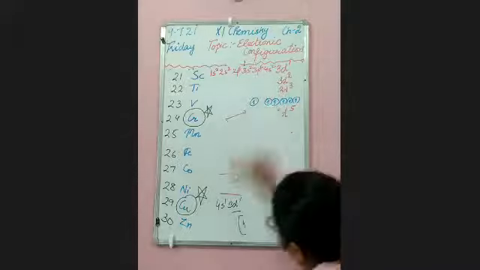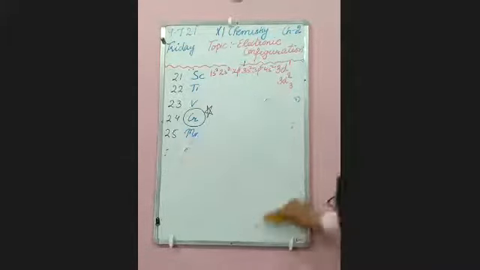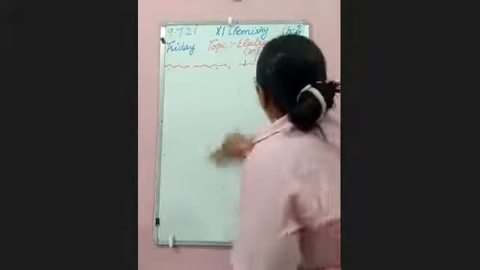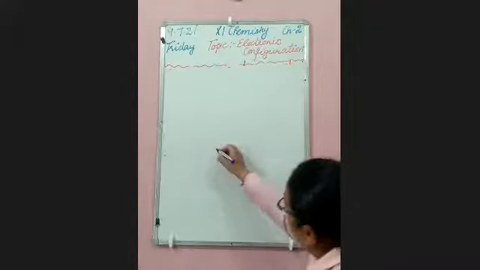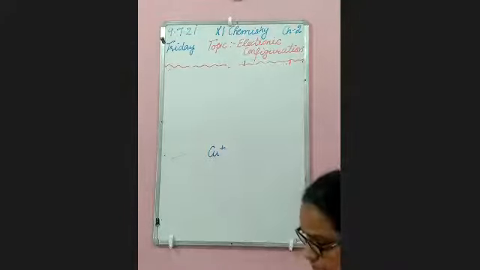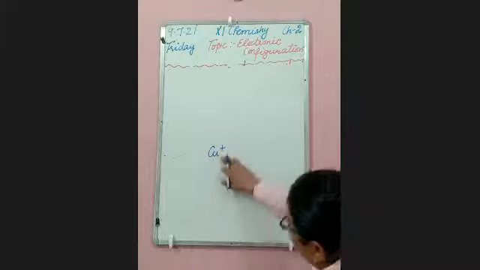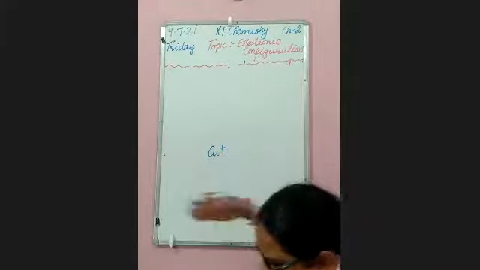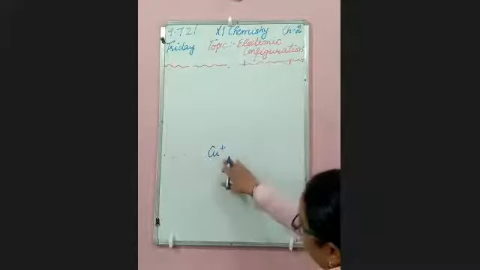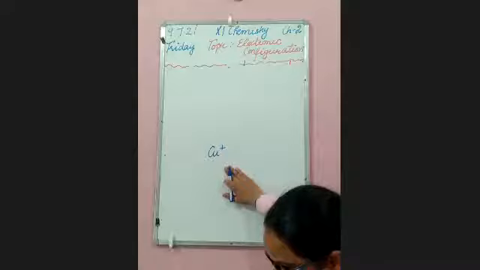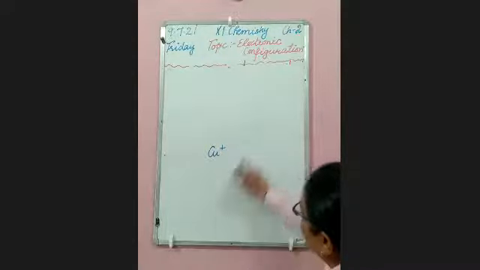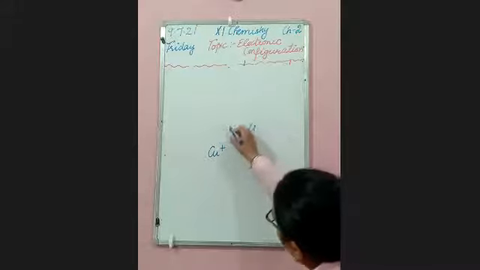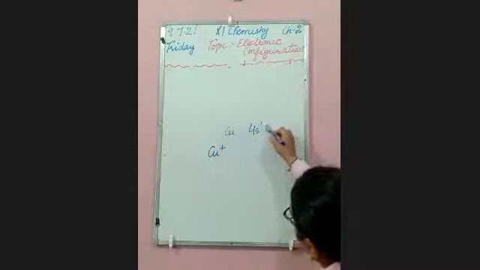Now, if I ask, write the configuration of copper plus, which means it gains one electron or loses one electron. I mean, is it a cation or anion? Message me fast. Yes, it is a cation. Copper configuration is 4s1, 3d10.